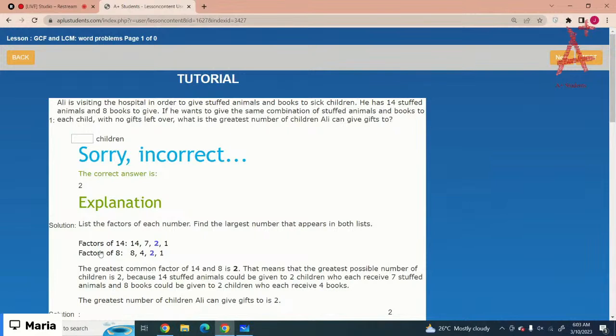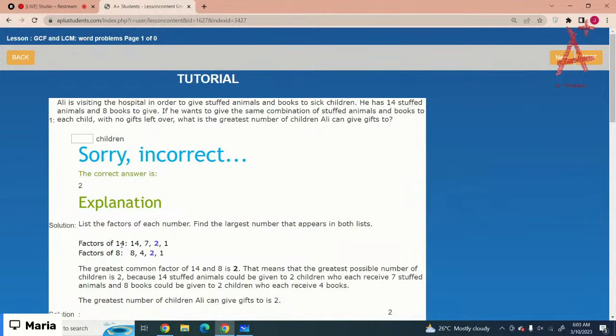Basically, you have to understand the greatest common factor. So you just have to understand from the question what you have to calculate, either GCF or LCM. Got it? So here you have to calculate the greatest number of children. That means you need to calculate GCF, the greatest common factor. Got it? So let's just factorize factors of 14 and factors of 8.